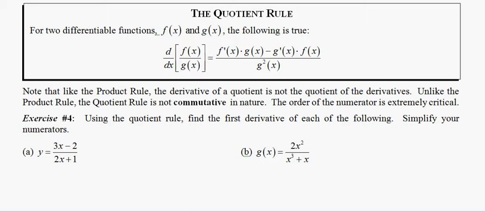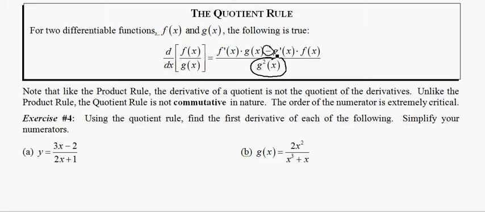Take a look. It says that if we're finding the derivative of f divided by g, we can find the derivative of f times g, so the derivative of the top times the bottom, minus, really important here, the derivative of the bottom times the top, and then there's this weird thing, all divided by the denominator squared. Ugh.